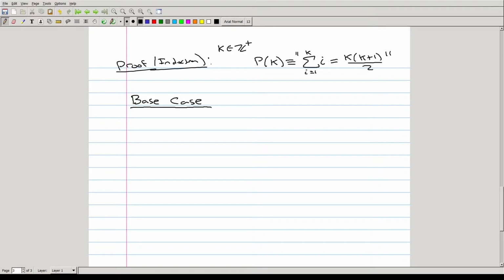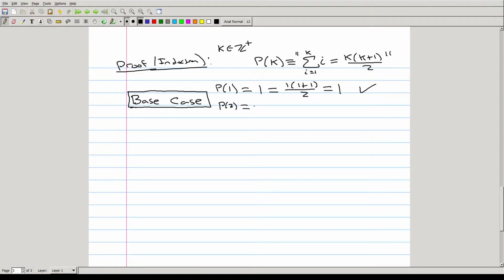So we start by looking at the base case, P of 1. On the left hand side, the sum is just 1, which is equal to 1 times 1 plus 1 over 2. This is 1 times 2 over 2, which is just 1, so it checks out.